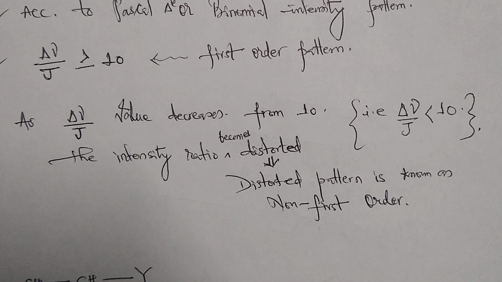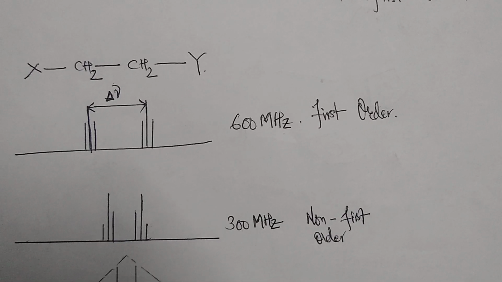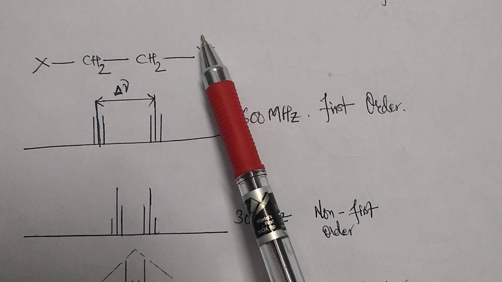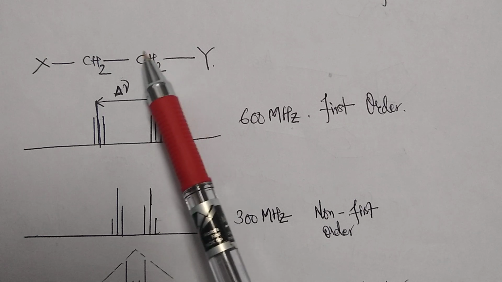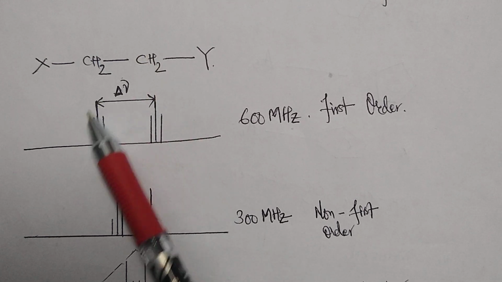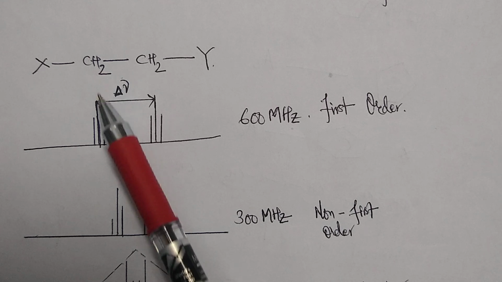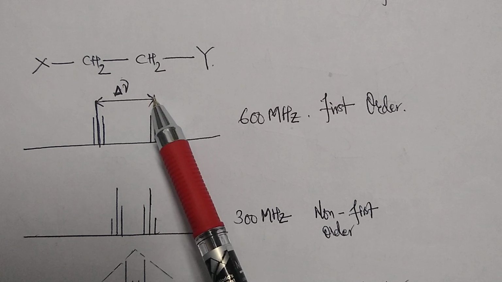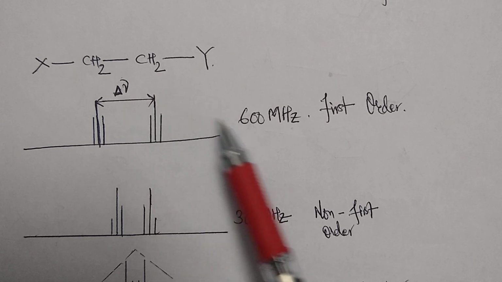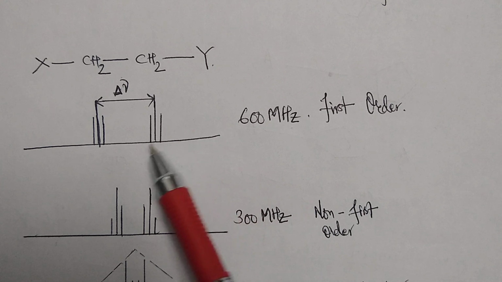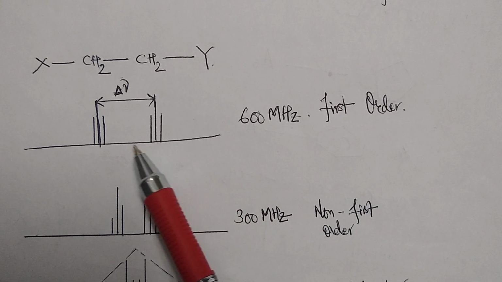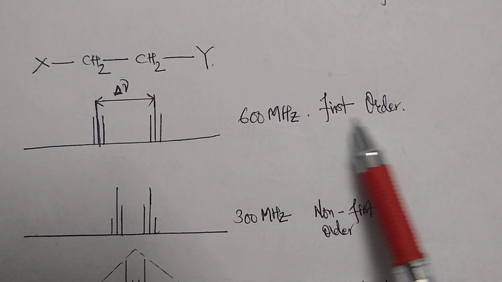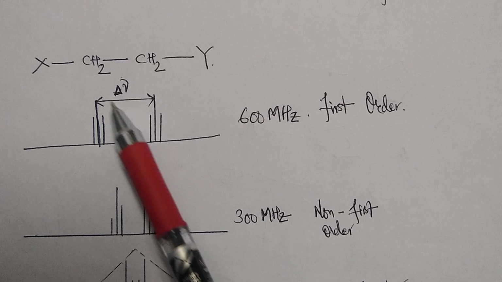So to understand the roof effect, we will consider this example in which this group X is different from that of Y. So for this CH2 group, the triplet will be at a different chemical shift than that of this CH2 group's triplet. So their chemical shift difference, that is del mu by J, for a 600 MHz instrument is greater than 10. So for a 600 MHz instrument it will be first order. In first order these two triplets are visible clearly.